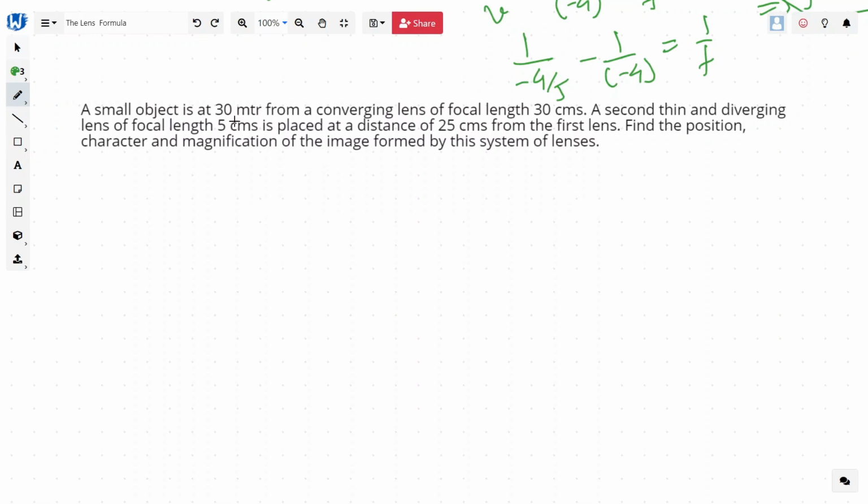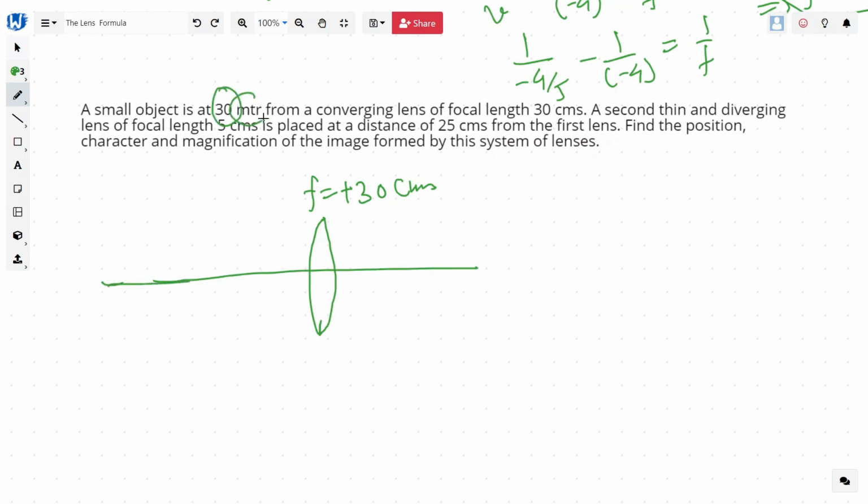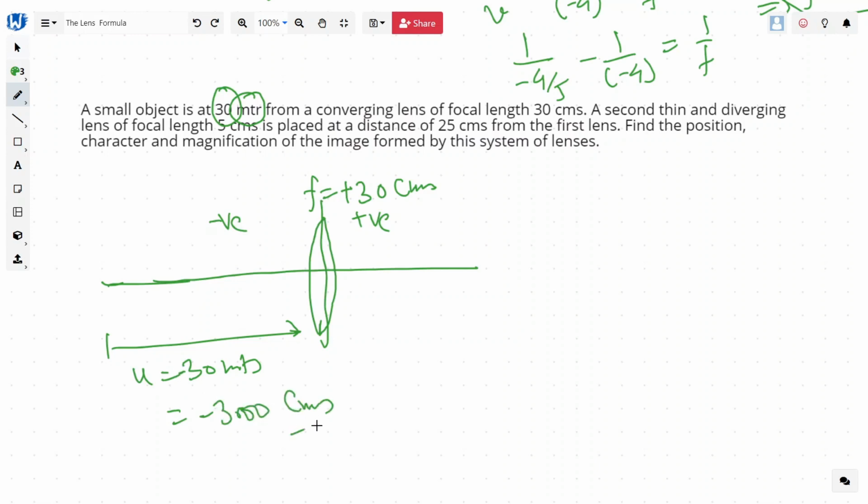So it is saying the small object is 30 meters from the converging lens. So here we have a converging lens first. Its focal length f for the converging lens is positive, right? And the object will always be taken on the left hand side, so 30 meters. Mind it, if you read it like 30 centimeters, you will make an error. So it's 30 meters. So u is very large, and because it is on the left hand side, negative territory, it is going to be minus 30 meters, minus 3000 centimeters.